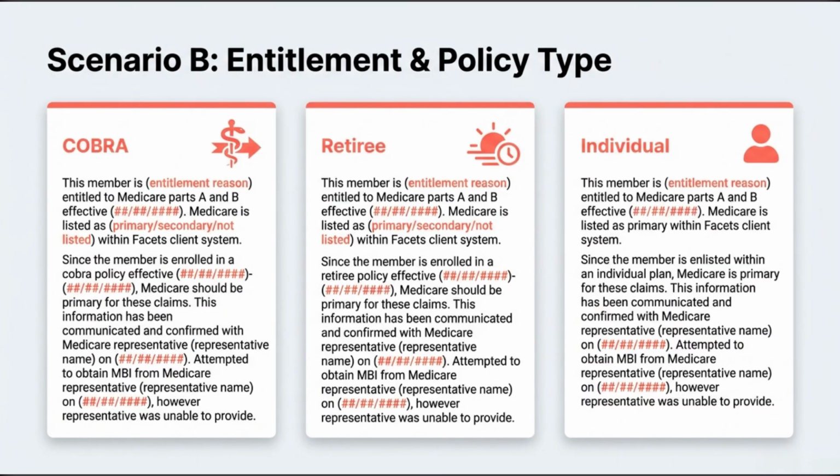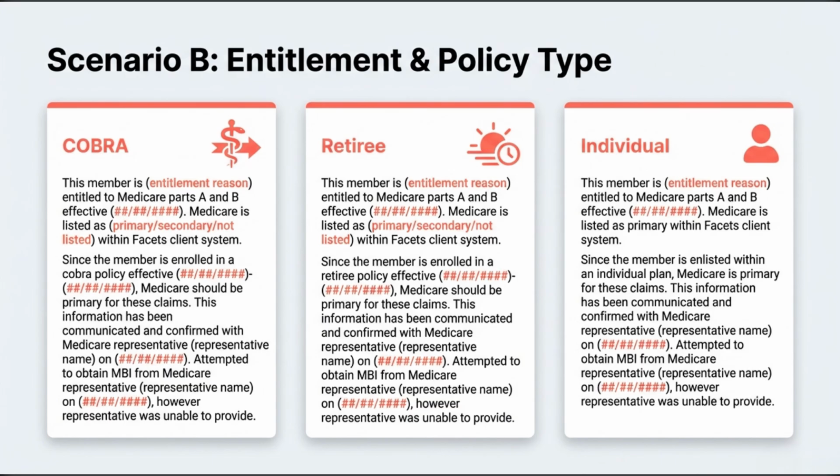All right, team, let's talk about the bedrock of MSP, primacy rules. We're looking at crucial entitlement and policy types here that tell us who pays first. This is where your COB radar really needs to be sharp. First up, COBRA. Look at what it says. Since the member is enrolled in a COBRA policy, Medicare should be primary for these claims.